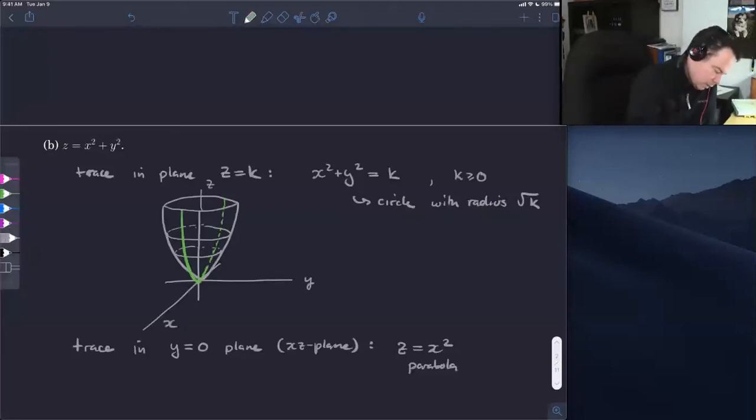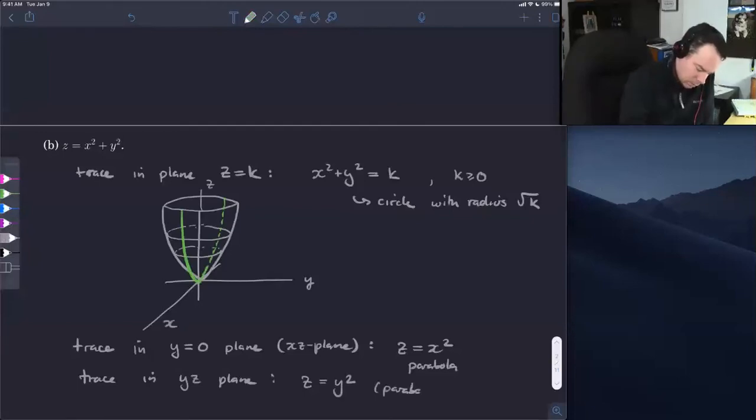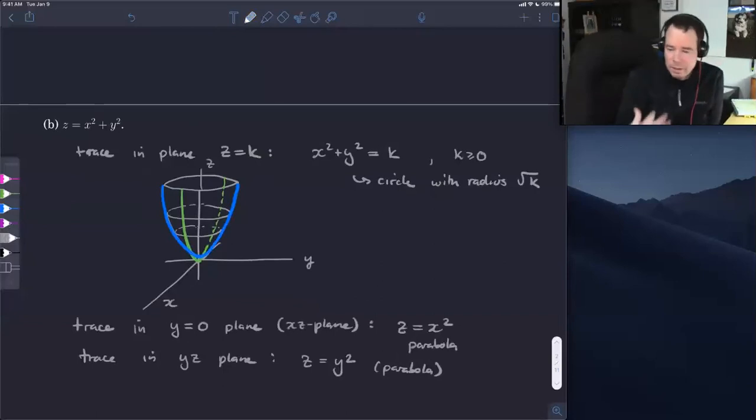And I can do the same thing in the other plane as well. I could do maybe a trace in the yz plane. And that's going to be z is equal to y squared. Again, another parabola. And so that's this parabola here. And what we end up getting then is a pretty good drawing of what our shape is, just by looking at how it intersects various planes. So this is what this section's about, is getting an idea for what the shape of a graph is by looking how it intersects planes.